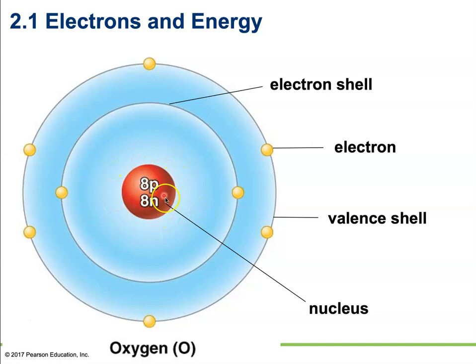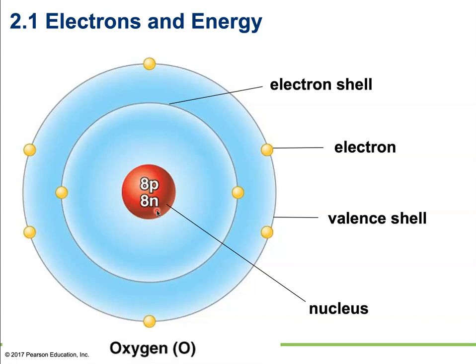Now, does anybody remember what the charges are for protons and neutrons? Once you determine what the charges are for the protons and the charges for the neutrons, write down or tell me what is the total charge of the nucleus. What we're going to find is that we have an overall positively charged nucleus, and the electrons, which have a negative charge, are going to be attracted to that positively charged nucleus.